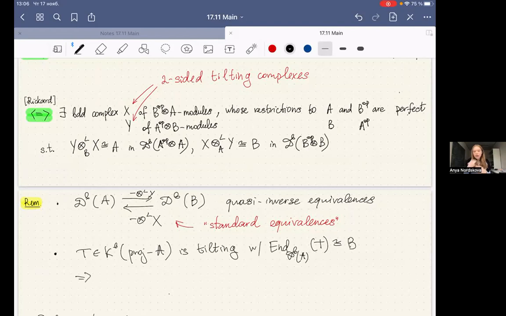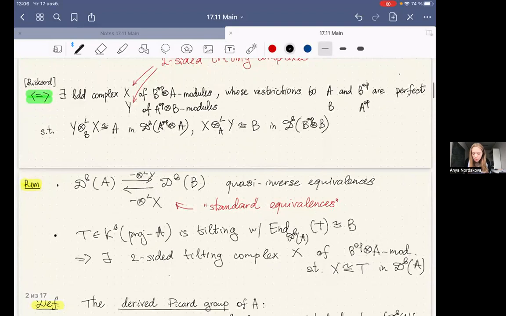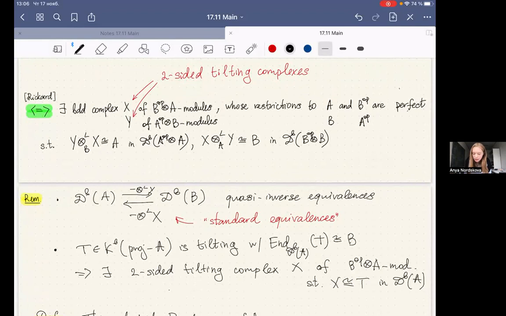So there exists a two-sided tilting complex X of bimodules such that its restriction to one side is T. So such that X is isomorphic to T in D^b(A). And moreover, such an extension to a two-sided tilting complex, such X, is almost unique. It's unique up to an automorphism of the algebra B.